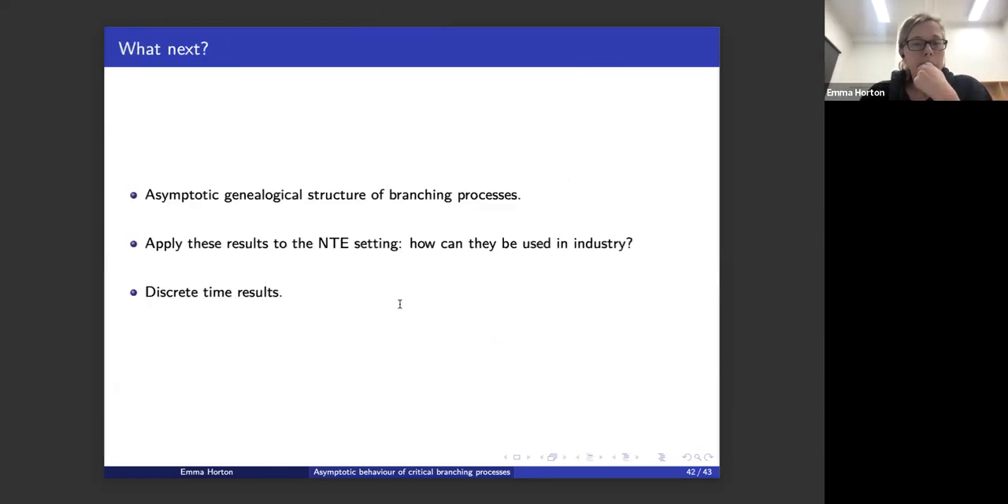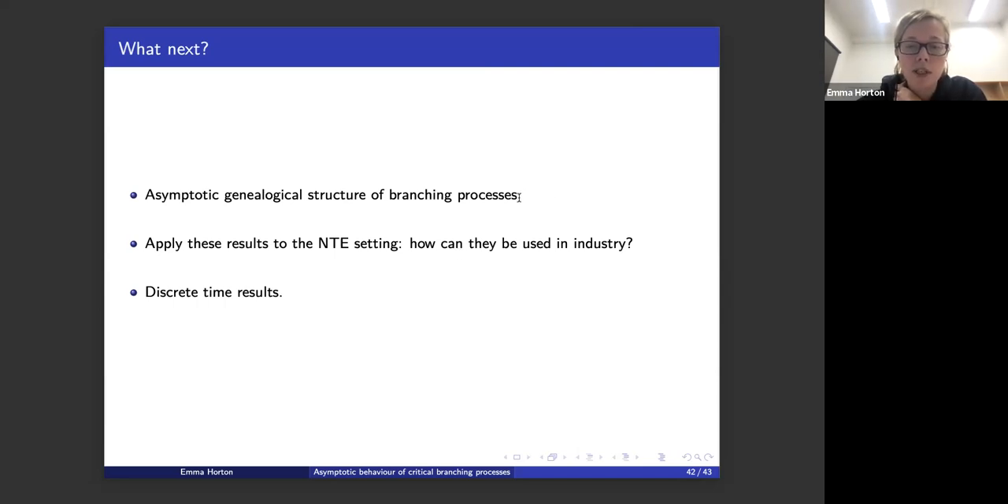And so, I mean, these are all very nice theoretically, but what can we actually do with them? If we recall, the original motivation for this was the neutron transport equation, the neutron branching process. So we want to try to use these results directly in the industrial setting to tell us something about the convergence or the efficiency of the algorithms involved in simulating these for the partners that we work with.